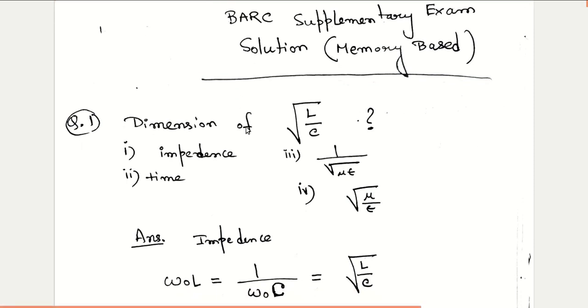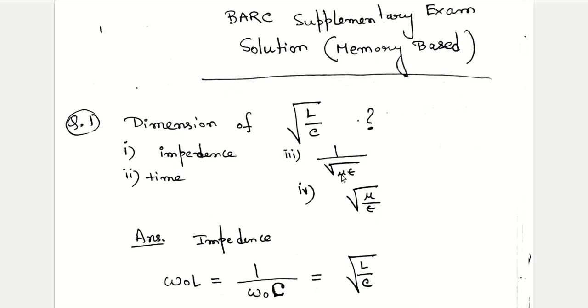So the first question was like this. These questions are not arranged in order obviously, so I just arranged them according to my memory. The first question was: the dimension of root over L by C is equal to impedance, or time, or 1 by root over mu epsilon, or root over mu by epsilon, where mu is the permeability and epsilon is the permittivity.